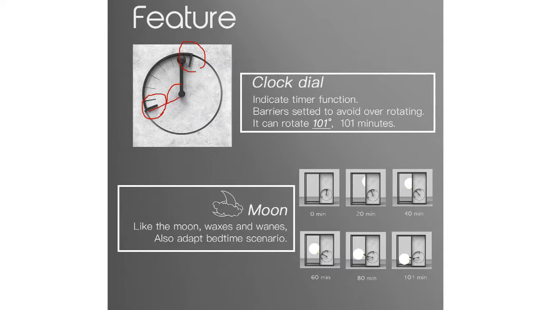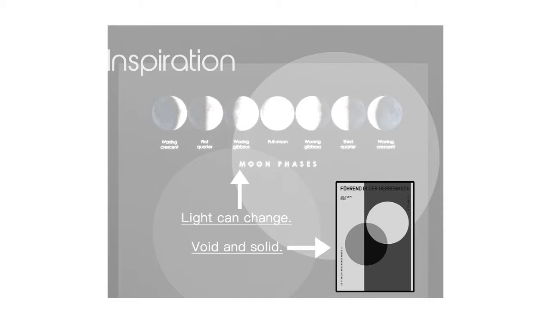And the next feature is moon. We can see from the right picture, the shape of light will rotate and change like the moon. Also, it will become dimmer and help with people's sleepiness. The inspiration of my design is the moon and this poster. I learned that maybe light shape can change. Also, the contrast between void and solid can be used.